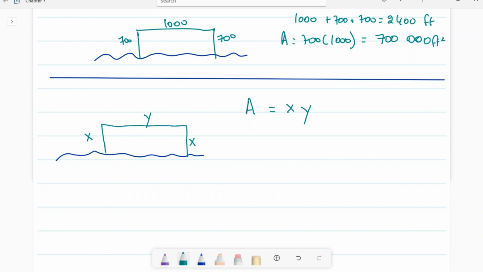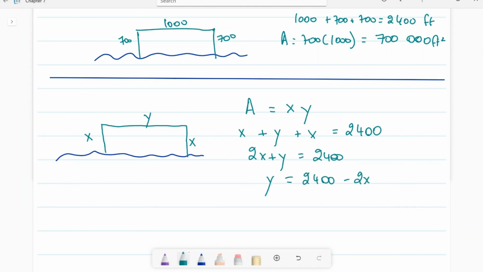Now one thing to notice, if you add up all of these sides, so if you do x plus y plus x, what will this give you? You have a total of 2400. So adding them all up will give you 2400. Why am I doing this? Because now that we know this, we can try to solve for y in terms of x or x in terms of y. So let's say this becomes 2x plus y equals 2400. So we can solve for y in terms of x and we get 2400 minus 2x.